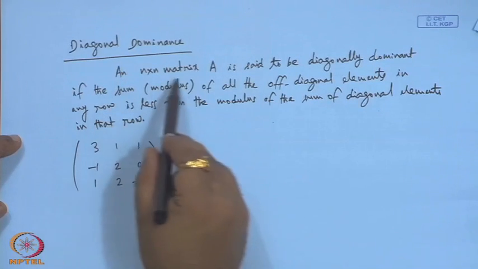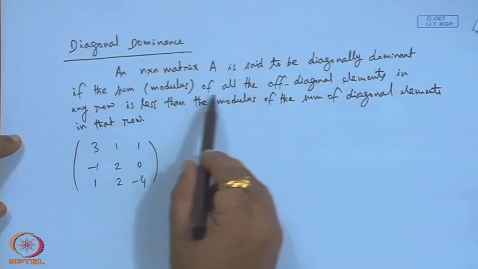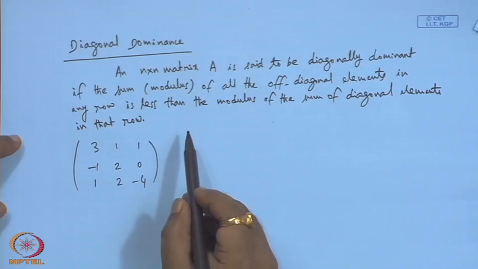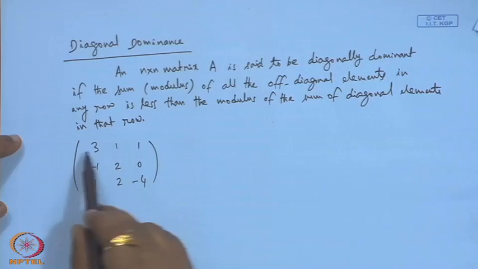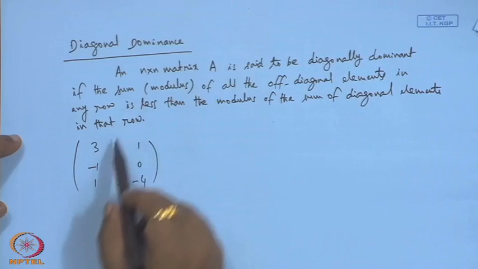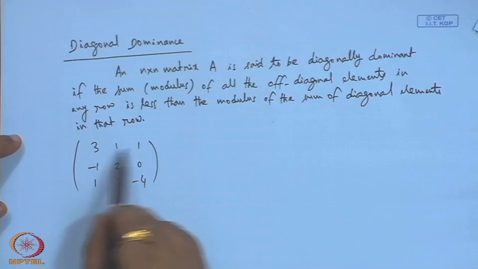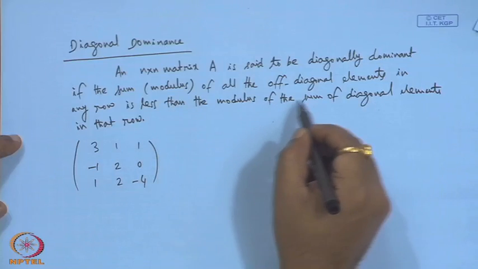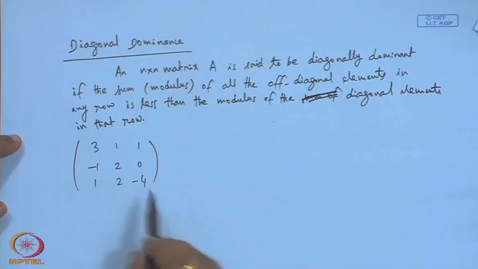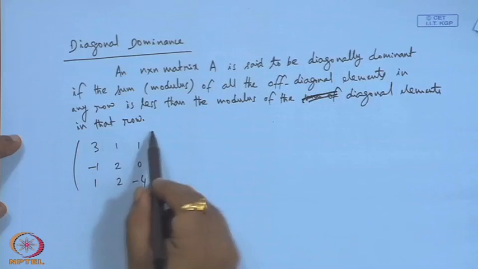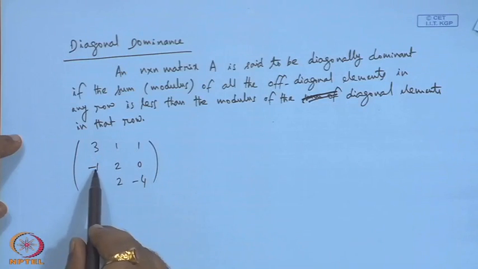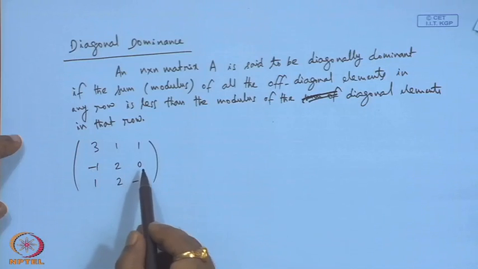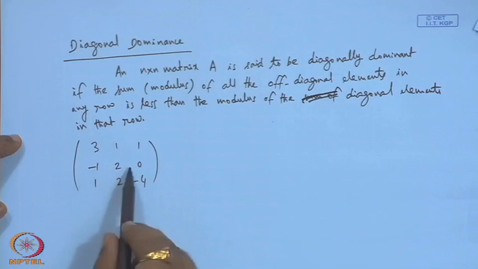So if you read this, a matrix is said to be diagonally dominant if the sum of the modulus of all the off diagonal elements in any row, so if you take for example row 1, the sum of these two, is less than the modulus of the diagonal element in that row. So, these two together is less than this diagonal. Suppose in this row the modulus of this is 1, suppose there is 1 here. So, that will be 2, which is not less than.